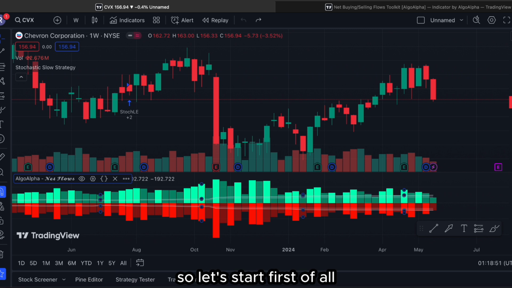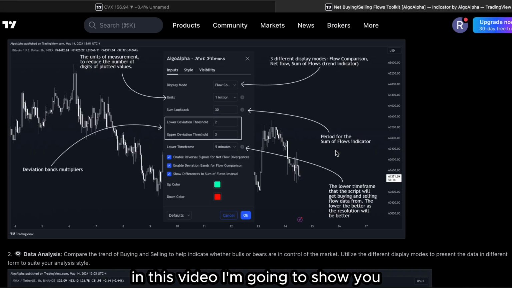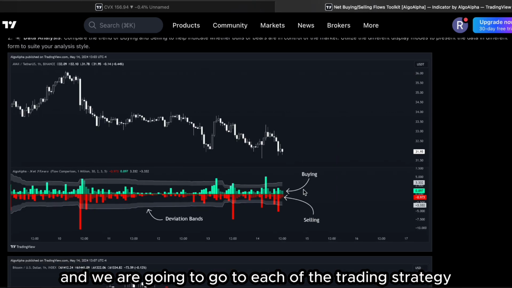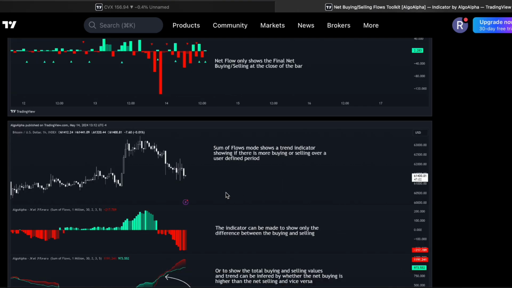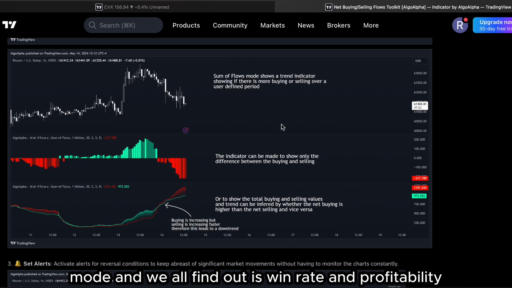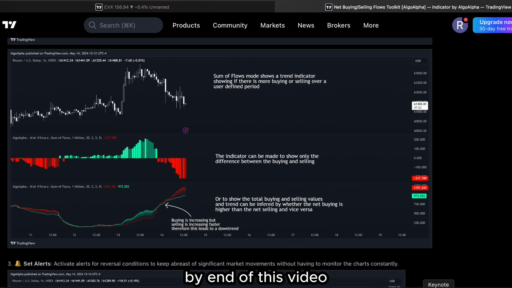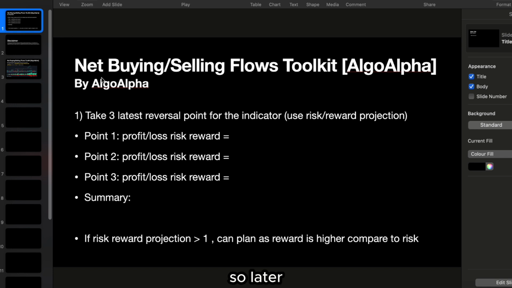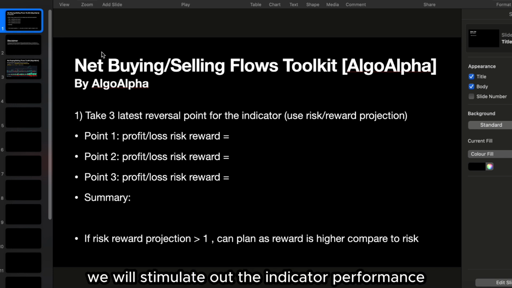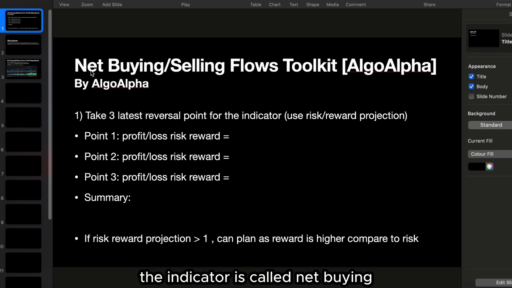So let's start. First of all, in this video, we are going to go through each of the trading strategy modes and we'll find out its win rate and profitability by the end of this video. So later we will simulate the indicator performance. The indicator is called Net Buying Selling Flows Toolkit by Algro Alpha. Thanks to the author for providing such an incredible indicator.